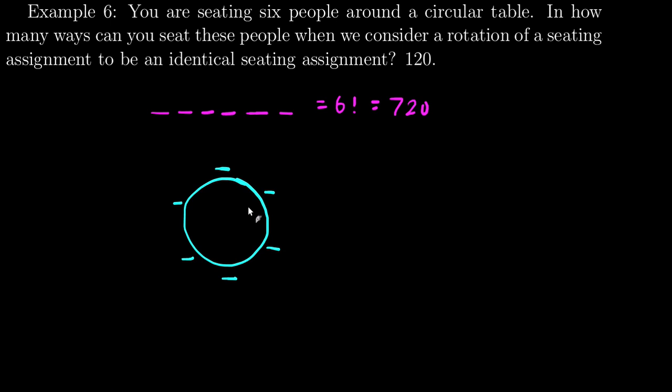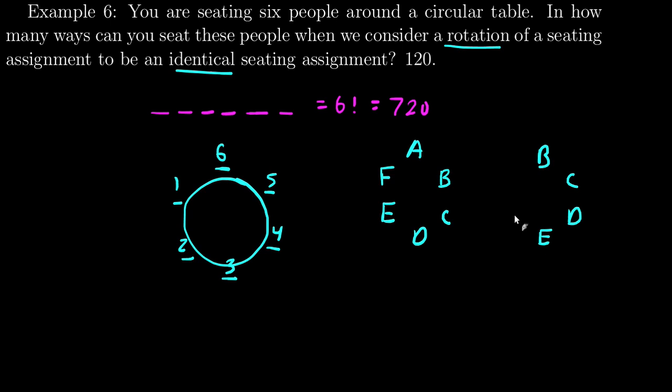And if this table had direction, if there was some sort of order to the chairs where this chair is different than this chair, then there would still be 6 times 5 times 4 times 3 times 2 times 1 ways to arrange these. But here's the kicker. We say that a rotation is identical. So if I assign the seating A, B, C, D, E, F, with A at the top, or I assign it B, C, D, E, F, A, with B on the top, these are considered identical seating. And as we can see, A could be at any one of these 6 spots.